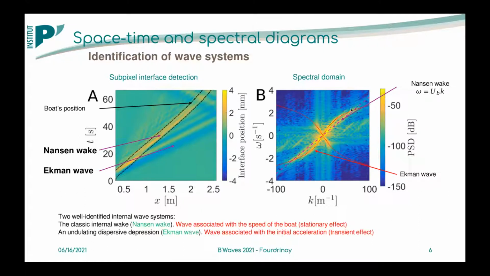The advective branch has a slope equal to the boat speed. And the second system, the Ekman wave, provides energy around an S-shaped branch, which is characteristic of dispersive effects. This branch is predicted by the linear Stokes dispersion relation. And we have shown that the Nansen wake is only a stationary effect associated with the boat speed, while the Ekman wave is only transient and due to the initial acceleration.